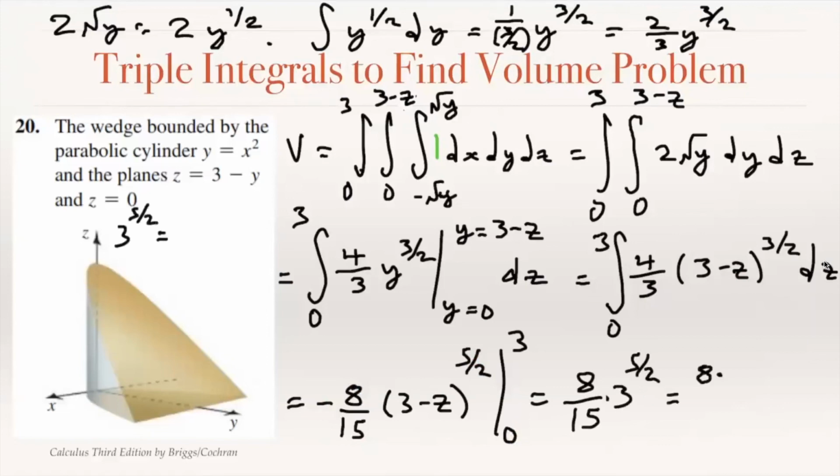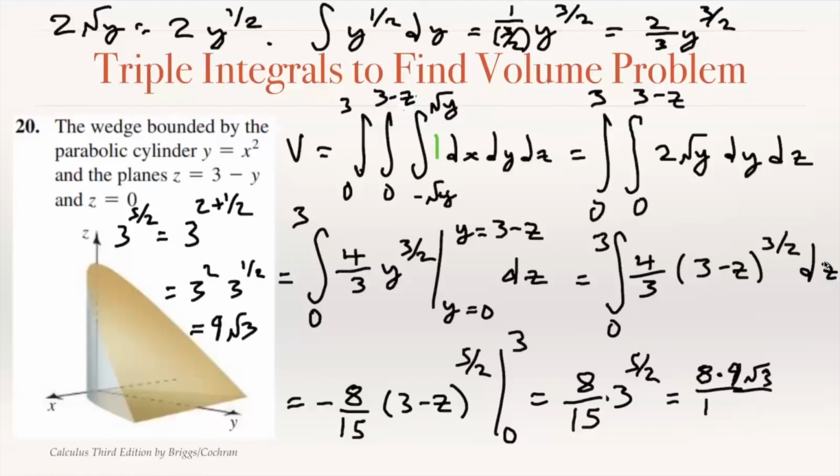3 to the 5/2 is the same as 3 to the 2 plus a half. That is the same as 3 squared times 3 to the 1/2, i.e. 9√3. So this is the same as 8 times 9√3 over 15. And that simplifies to 24√3 over 5.